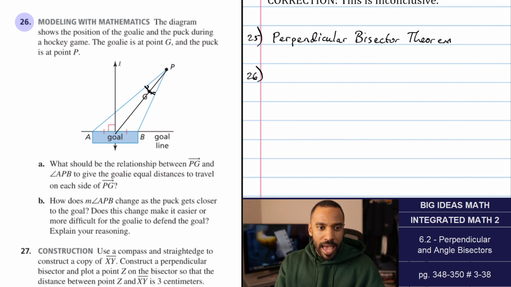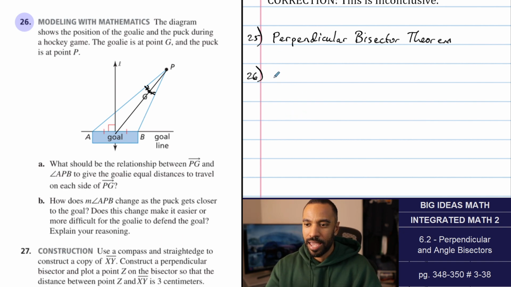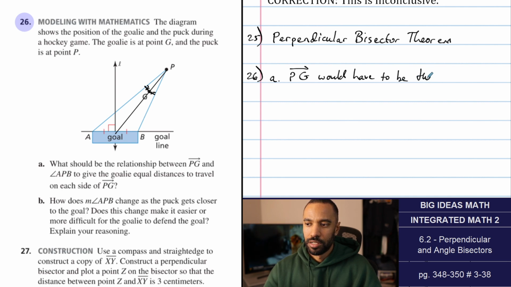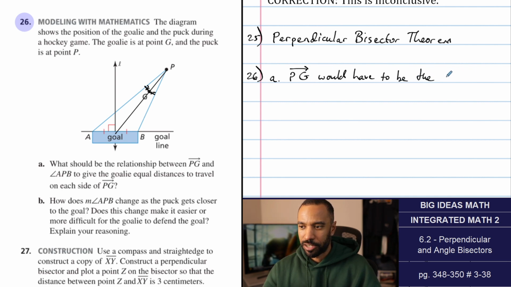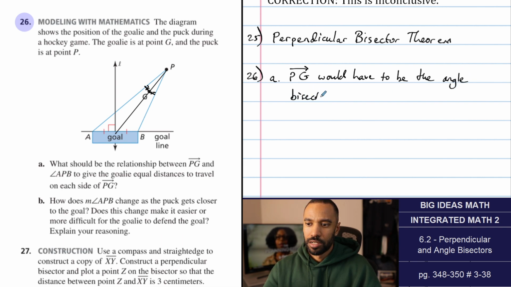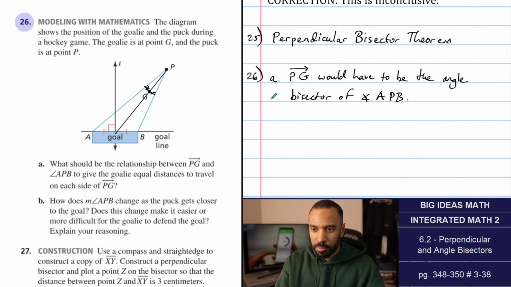So that's the crux right there. That's what we need for that. So for number 26, part A, ray PG would have to be the angle bisector. I think I need a thing here, otherwise it's a vector. The angle bisector of angle APB. You probably wish I typed that, but too many symbols.